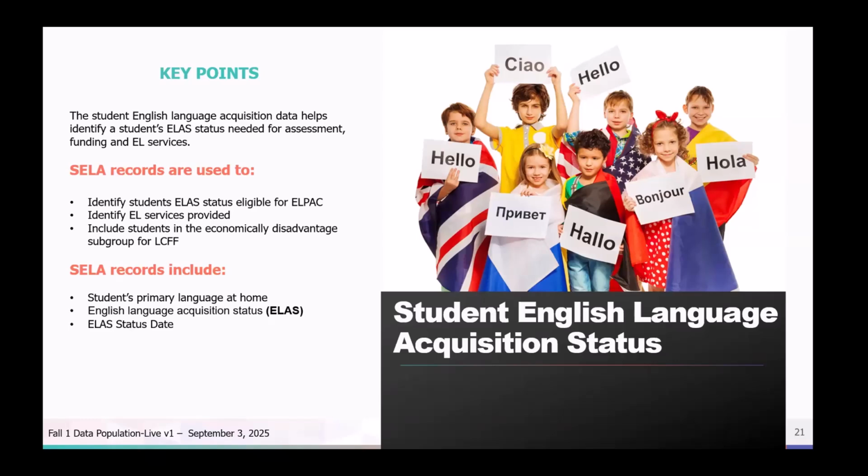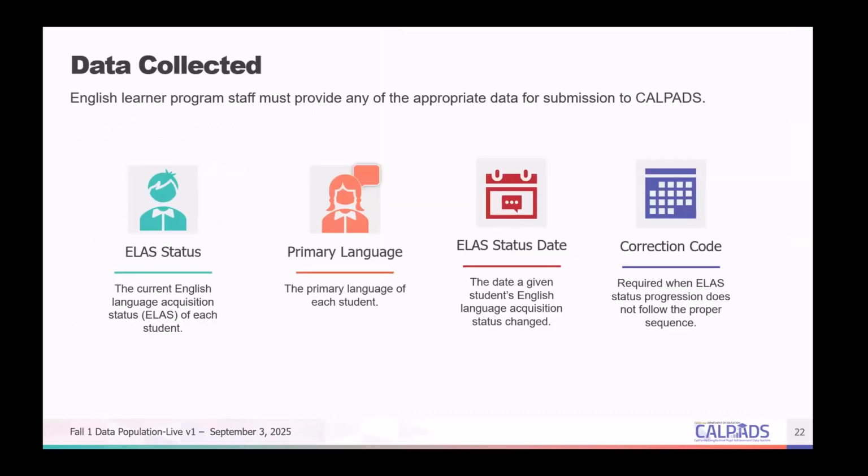English only, EO; initially fluent English proficient, IFEP; English learner, EL; reclassified fluent English proficient, RFEP; and to be determined, TBD, which is used when a student's status is not yet confirmed; and adult English learner, the ADEL code. So when you're preparing to submit or update the SELA record in CALPADS, it is important to gather the necessary information from your English Learner Services Department ahead of time.